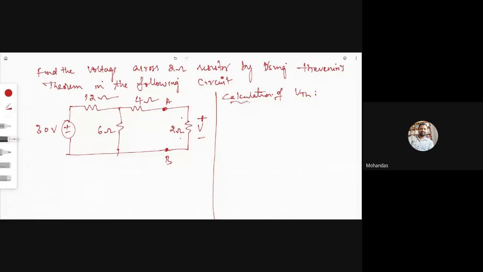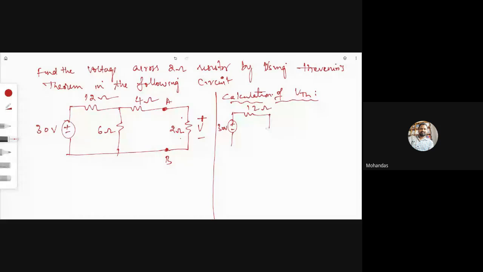If you draw the equivalent circuit, it will look like this: plus 30, 12 ohm and 6 ohm, and this is 4 ohm. These are the terminals A and B. Now, what is the Thevenin voltage? The voltage across VAB is the same as Thevenin voltage.